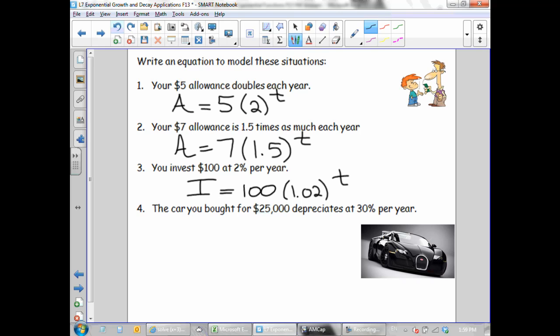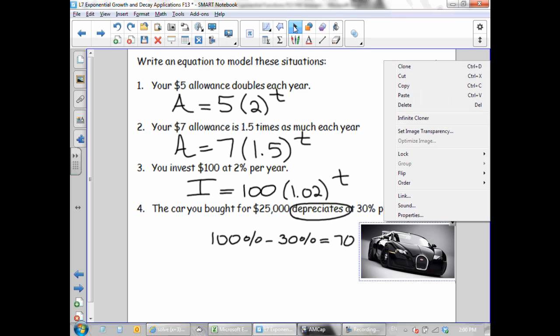Okay, here's this one now. A car, you buy it for $25,000, and it's going to depreciate. What in the world does that mean? What happens when you depreciate? Yeah, Matt. That means you're losing 30% a year. So remember we start at 100%. We lose 30%. So we're left with 70%. And 70% is 0.7.